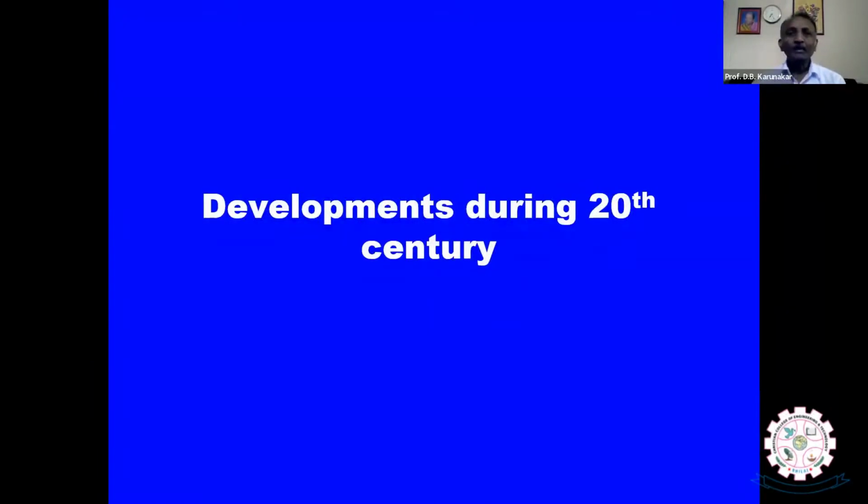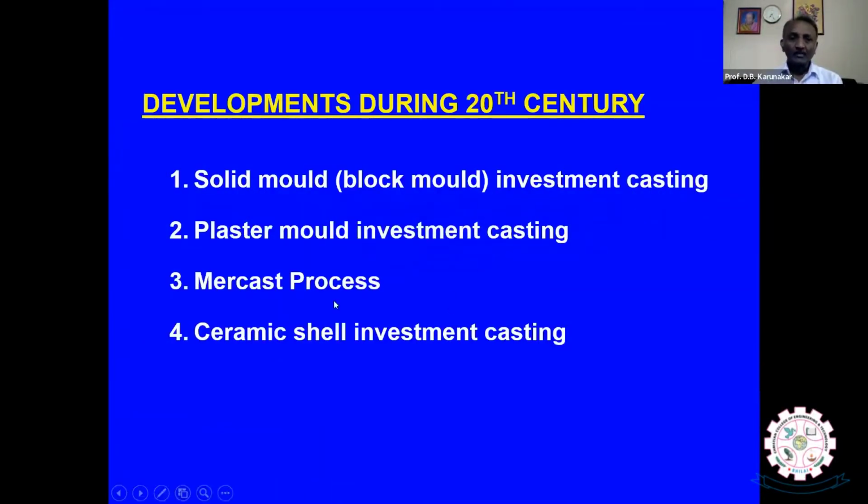Now, what are the developments that took place during the 20th century? So there are mainly 4 developments: solid mold investment casting, plaster mold investment casting, mercast process, and the 4th one is the ceramic shell investment casting process. Of course, some of these have become outdated, but still it is worth learning about all these processes. Now let us quickly review these 4 processes of investment casting, and let us see what happened to these processes. First one is the solid mold or block mold investment casting.